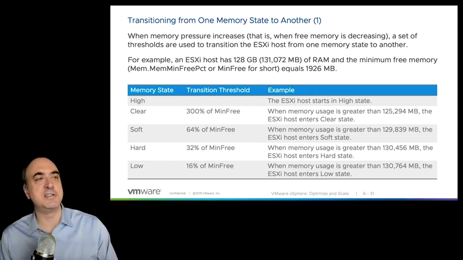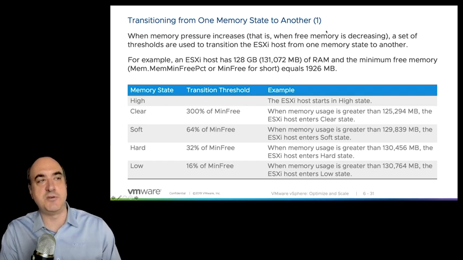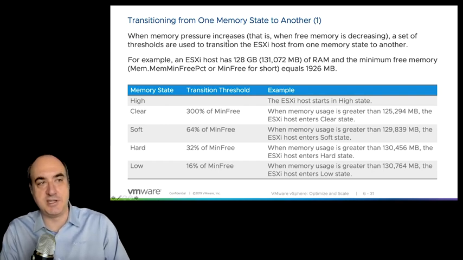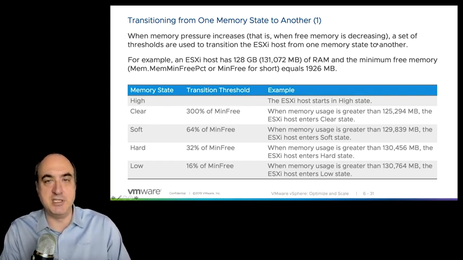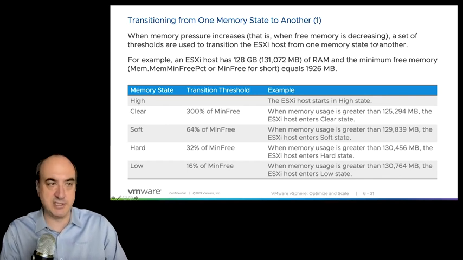So notice here, this is transitioning from one memory state to another. When memory pressure is increasing, that is when free memory is decreasing, right? So we're increasing the pressure. We're needing to take far more aggressive corrective action. When the system is at the high state, that basically means, of course, the host is doing really nothing of any significance when it comes to reclamation.